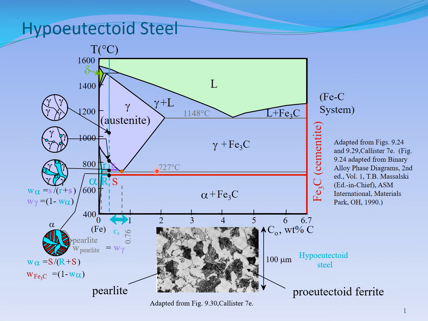And once it touches this line, all of the remaining gamma has turned into perlite, which is alpha and cementite. So there was alpha already there, but in this striped one, there is again alpha and cementite. So there is above this temperature and below this temperature, right?